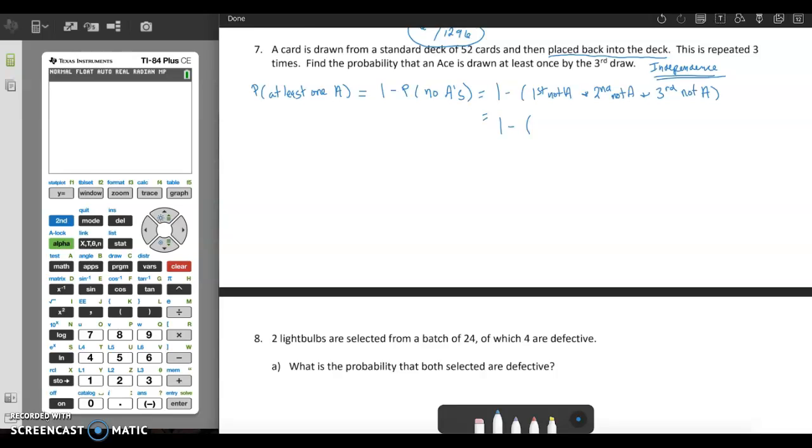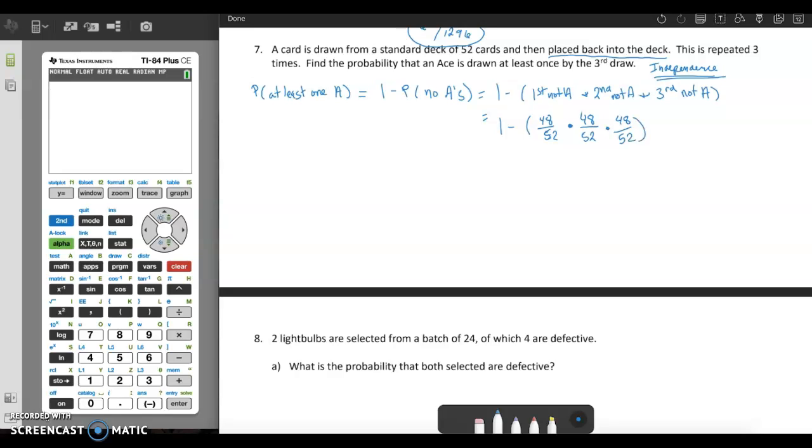So not aces. There are only 4 aces in a deck out of 52 total. So that means there are 48 ways to get anything other than an ace. So the first not being an ace, probability is 48 out of 52. 48 out of 52 cards times 48 out of 52 again times 48 out of 52 again.